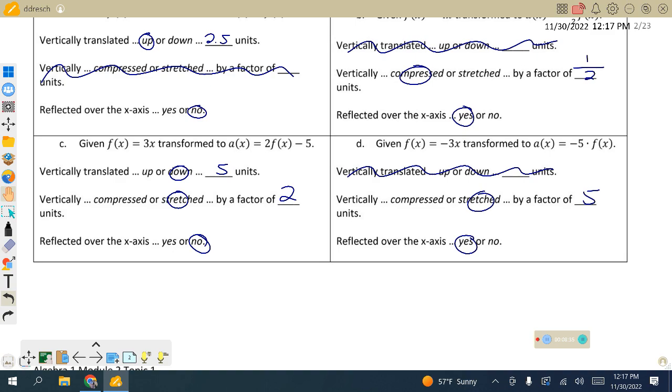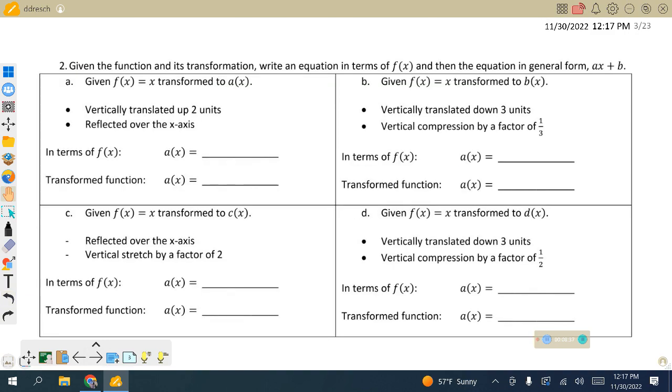Let's flip it. Let's look at the back side real quick. Now I want you to do the reverse. We're going to do the reverse. I'm going to give it to you in words. And you might want to flip back and forth between the 2 sides. I'm going to give it to you in that description. And I want you to write it 2 ways, like we've been doing.